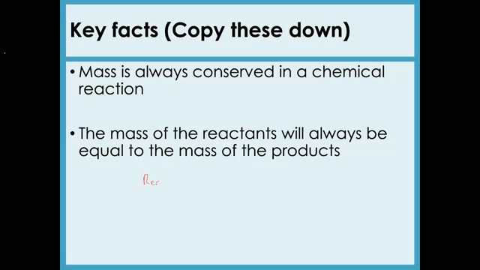So in case we've forgotten, the reactants, sometimes called the reagents or start materials, are what are on the left-hand side of the arrow in the chemical equation, and the products are what we make or produce, and they're on the right-hand side of the chemical equation.